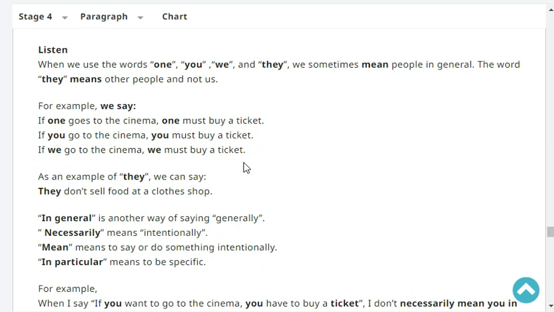Another example, if you go to the cinema, you must buy a ticket. Or if we go to the cinema, we must buy a ticket. An example of the word they, we can say they don't sell food at clothes shops. In general is another way of saying generally. Necessarily means intentionally. Mean means to say or do something intentionally. In particular means to be specific.